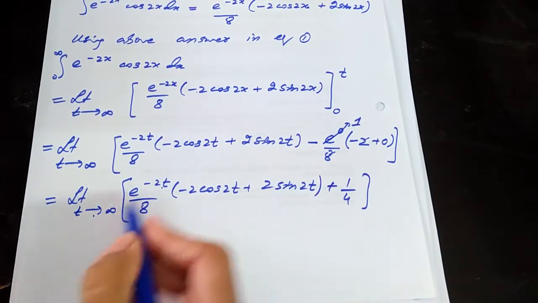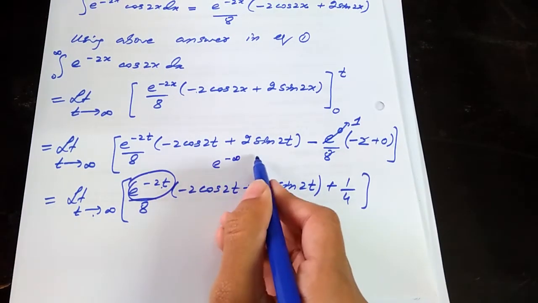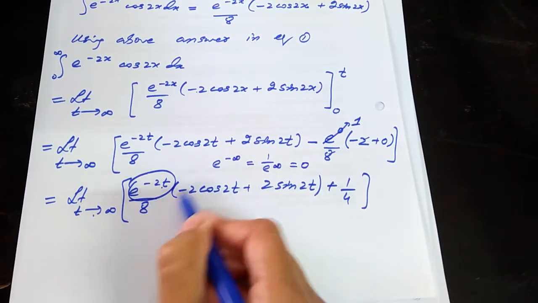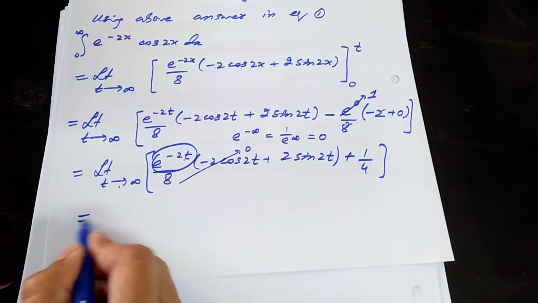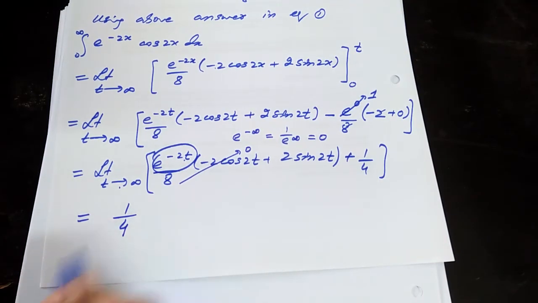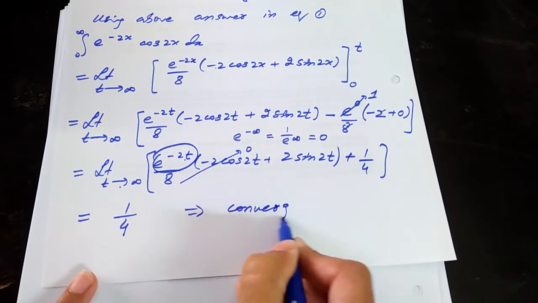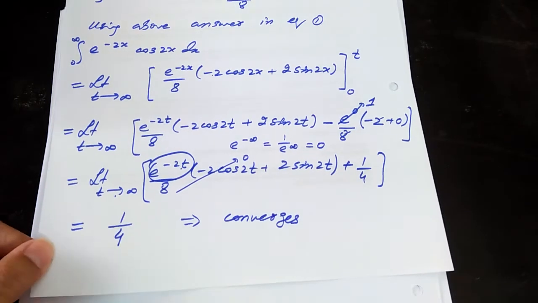Now apply the limit here. Due to this function, this will be e raised to power minus infinity. This becomes 1 over e raised to power infinity, which goes to 0. So due to this 0, the whole term goes to 0 if you put the limit here. So you will get the answer at the end, 1 over 4. So it converges. So question number 4: the integral converges to 1 by 4.